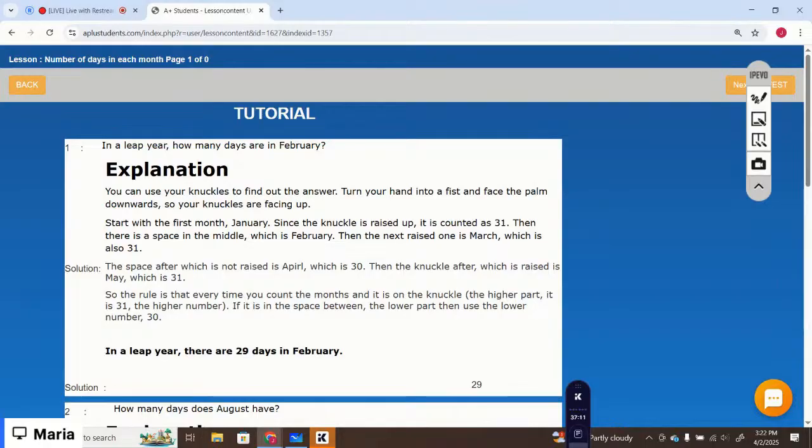So the next is March, which is also 31. The space after, which is not raised, is April, 30. May is 31. So the rule is that every time you count the month, if it is on a knuckle, the higher part, it is 31. And the space between them, the lower part, is 30. So in a leap year, there are 29 days in February, right?